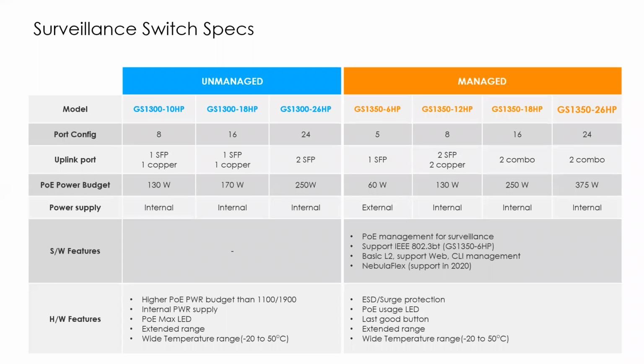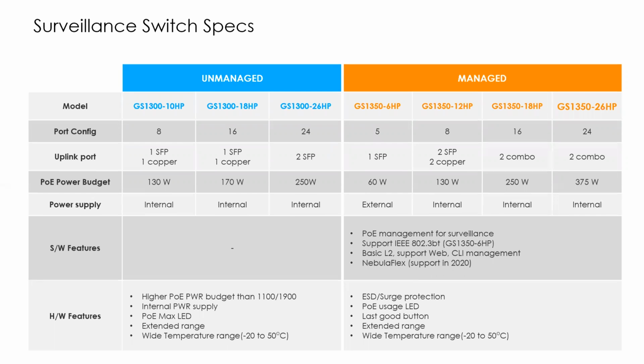So when it comes to our surveillance switches, the 1300 series are unmanaged, and the 1350 series are managed through a web interface and CLI. Eventually, the 1350 series will be able to be managed in Nebula. They are not today. And then if you're looking for 802.3bt, up to 60 watts of power per device, currently the 1350-6HP is our switch that supports that. So if you're buying one of our new Wi-Fi 6 access points, you want to buy at least one of these per each AP to provide that 60 watts of power required. And we will have more switches coming out that support BT.